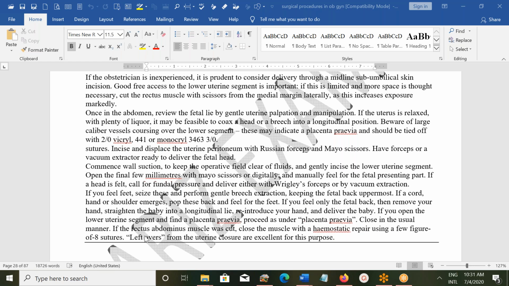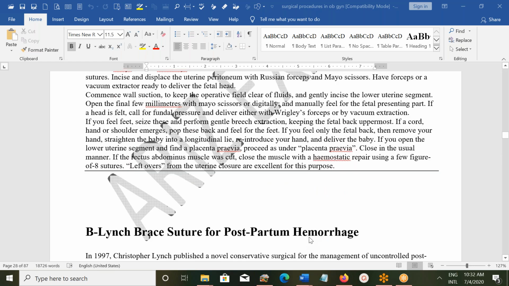If you open the lower uterine segment and find a placenta previa, proceed as we do in cases of placenta previa. Close in the usual manner. If the rectus abdominis muscle was cut, close the muscle with a hemostatic repair using a few figure of 8 stitches. And leftovers from the uterine closure are excellent suture material for this purpose.